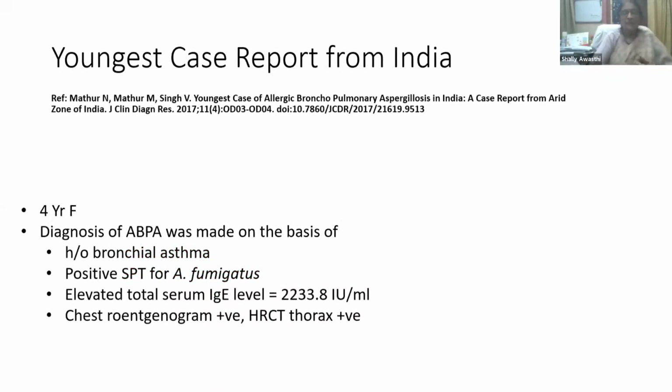We will see that. Now, if you say she is too young, the youngest case report from India, published in 2017, the reference is given here, was of a 4-year-old female diagnosed with ABPA on the basis of history of bronchial asthma. She was positive for Aspergillus fumigatus on skin prick test. Her total serum IgE levels were high. Her chest X-ray was positive, and her CT thorax was positive. And I would not be showing you the details of that because we will be discussing further.